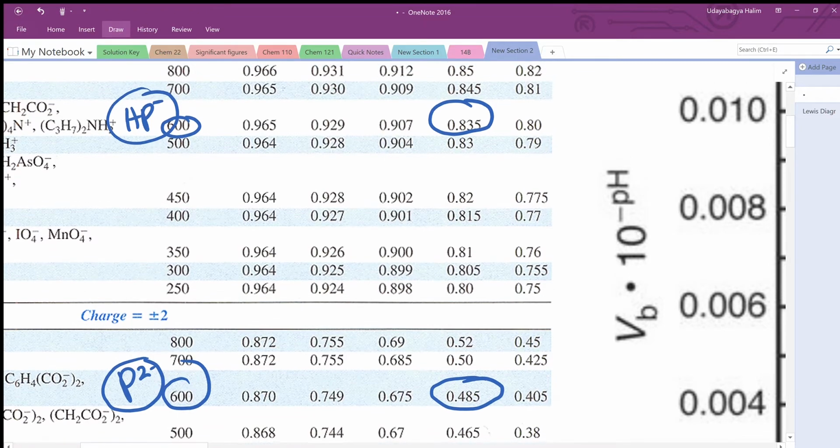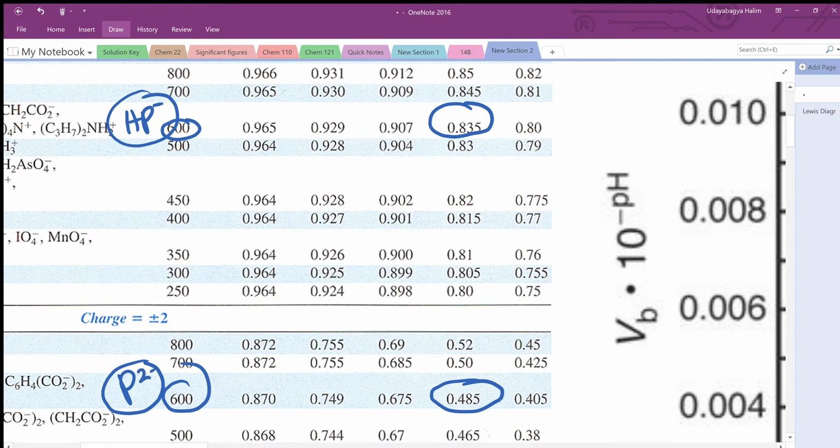Right? And that's more or less exactly what we have, with some changes. For one, we're not exactly at 0.05 ionic strength, right? So we're not exactly here, but close enough. And that's what we have.